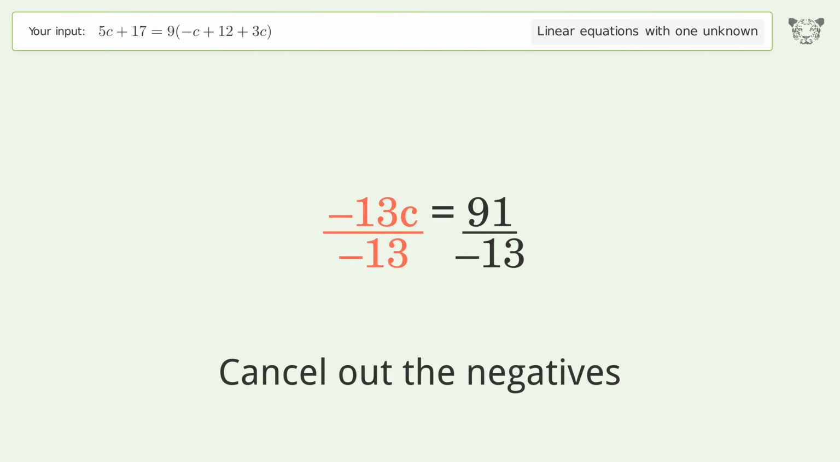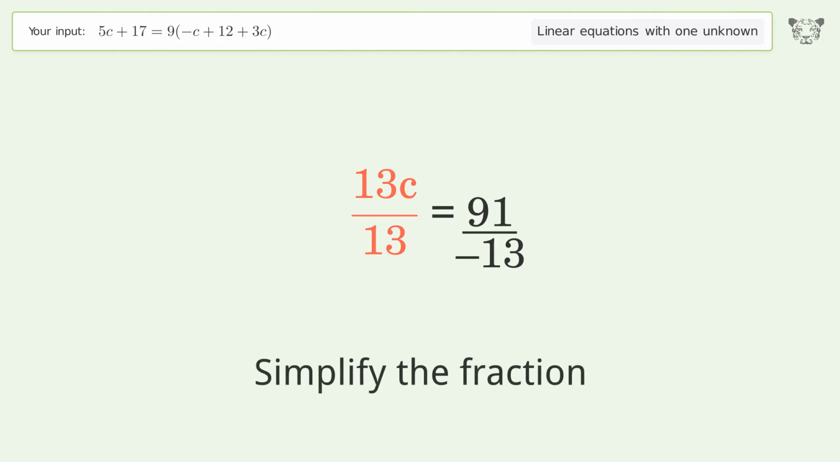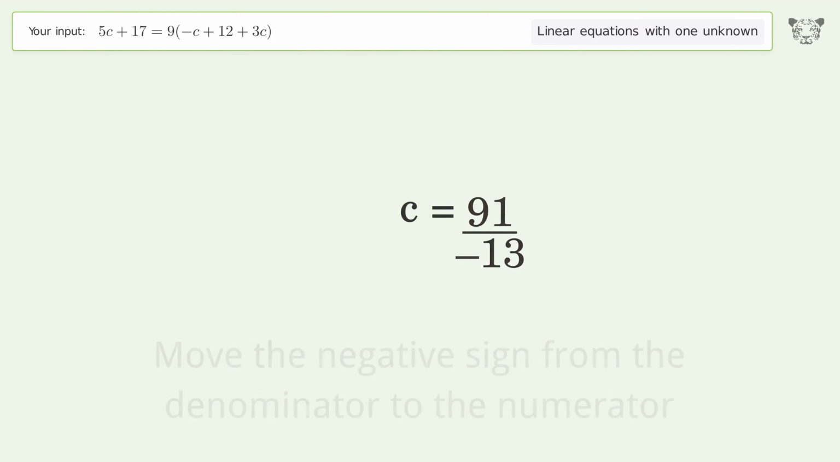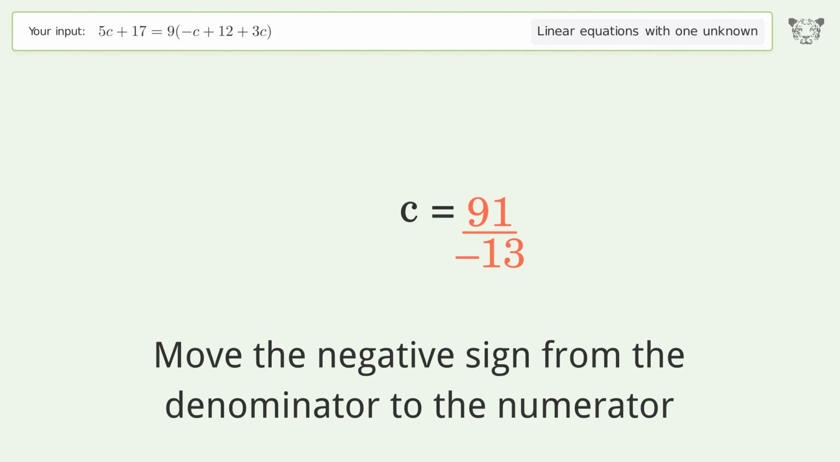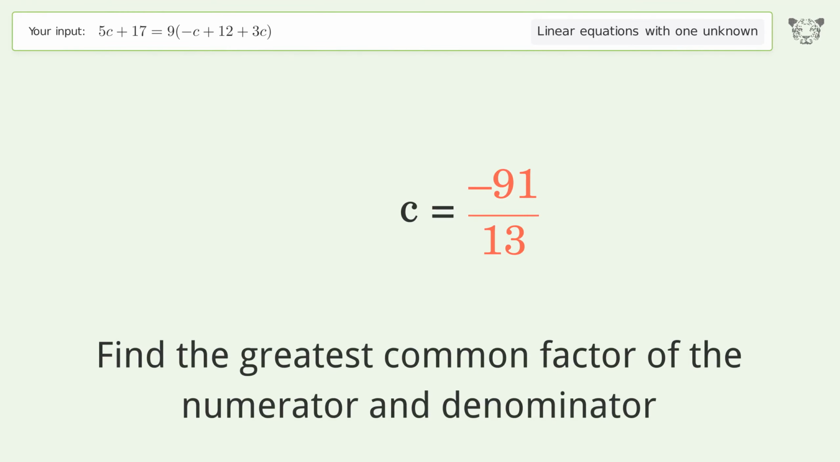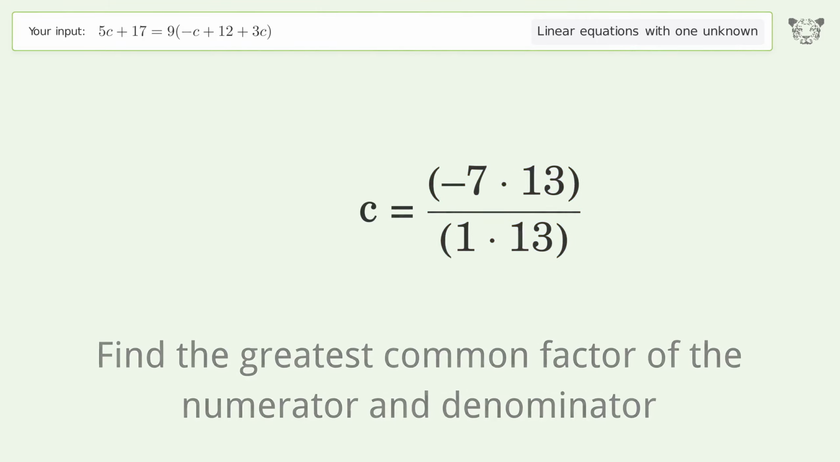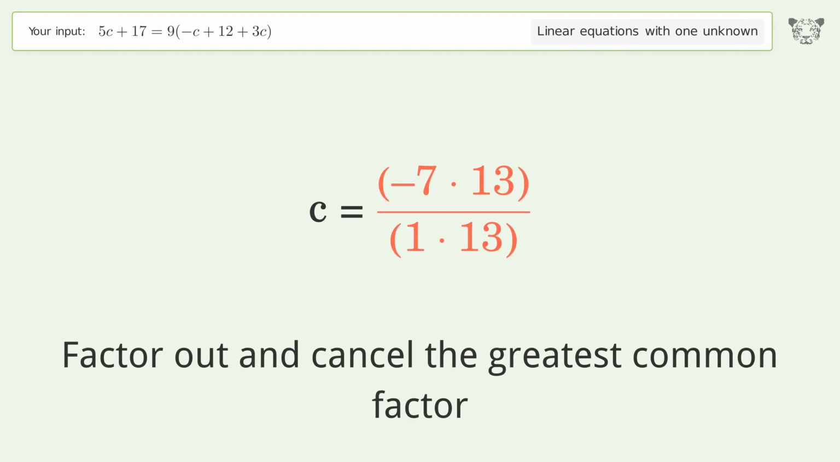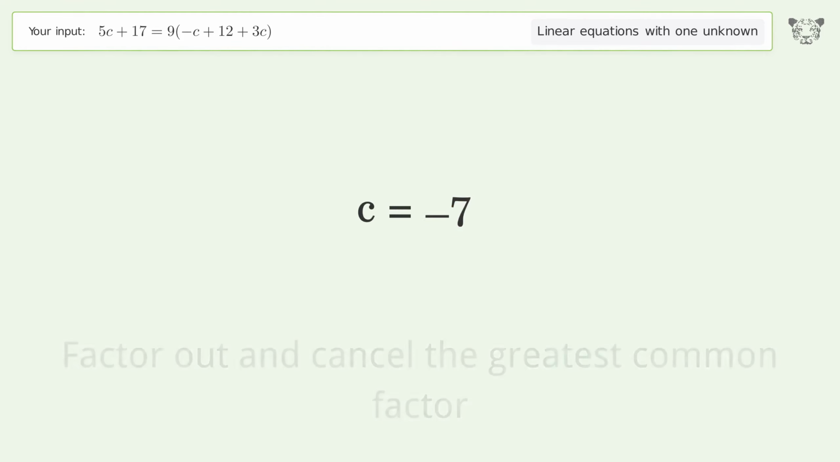Cancel out the negatives. Simplify the fraction. Move the negative sign from the denominator to the numerator. Find the greatest common factor of the numerator and denominator. Factor out and cancel the greatest common factor. And so the final result is c equals -7.